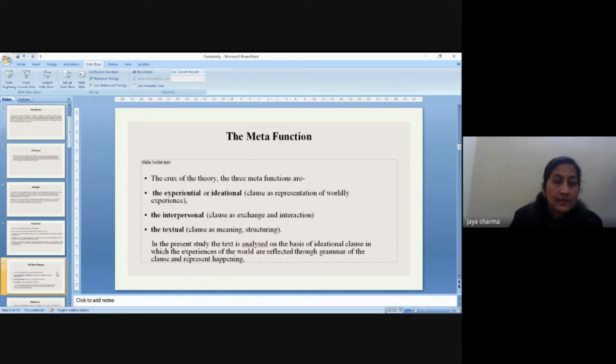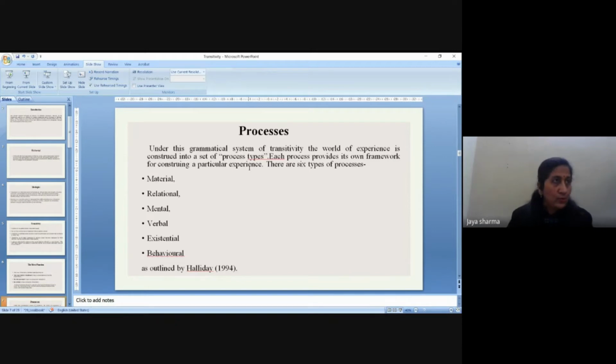And then I would like to introduce those processes that are involved in this transitivity analysis. Under this grammatical system of transitivity, the world of experience is construed into a set of process types. Each process provides its own framework for construing a particular experience. There are 6 types of processes: material, relational, mental, verbal, existential, behavioral, as outlined by Halliday.